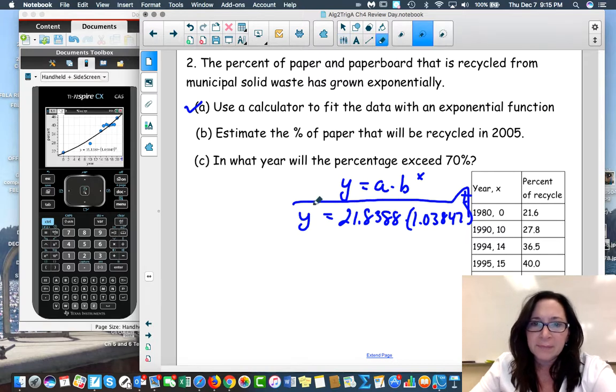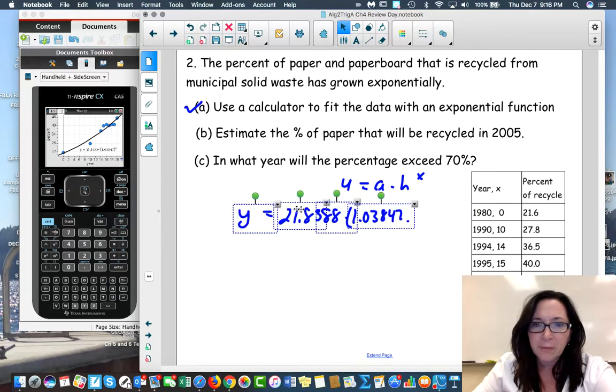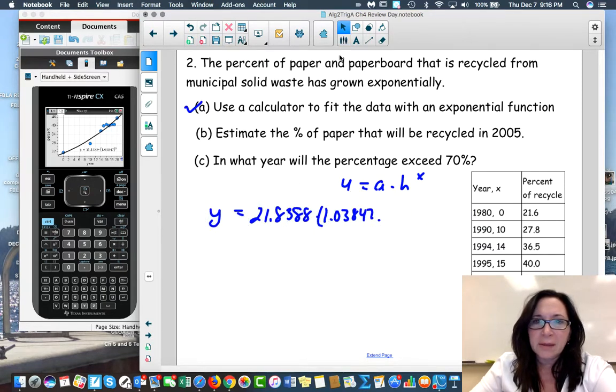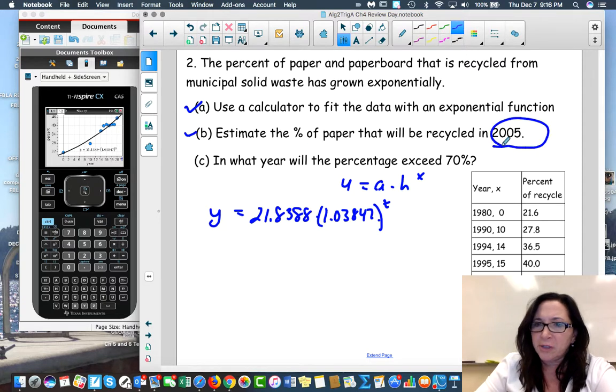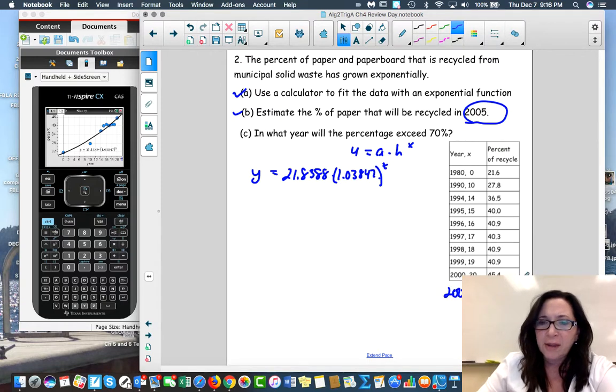All righty. Let's get rid of that, and I'm going to try to move this over here a little bit. Okay, so we're going to close this. We have to the T power. And next we're going to estimate the percent of paper that'll be recycled in 2005. Well, if you notice, 2005 is way down here. So we want this value here, and 2005 is going to be 25 years. So that's the number I'm going to plug in.